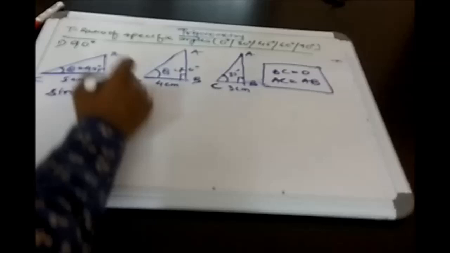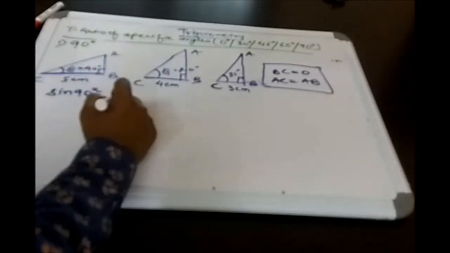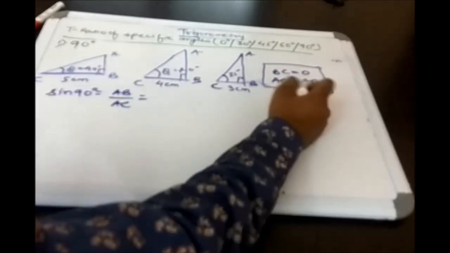So if you have understood this much, what we have to do next is simply apply the value of trigonometric ratios and we will get the value of the trigonometric ratios for 90 degrees. So let's start with sine 90 degrees. Sine 90 degrees will be AB by AC. From here we can see AB is equal to AC. So AB by AC will become 1.